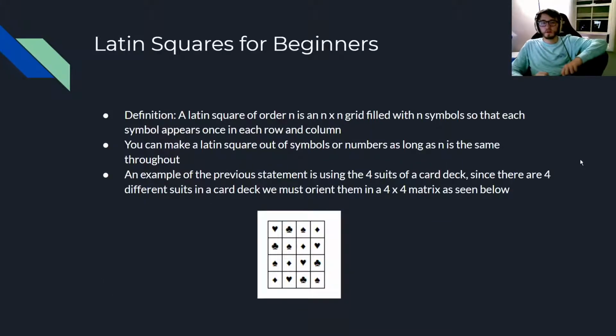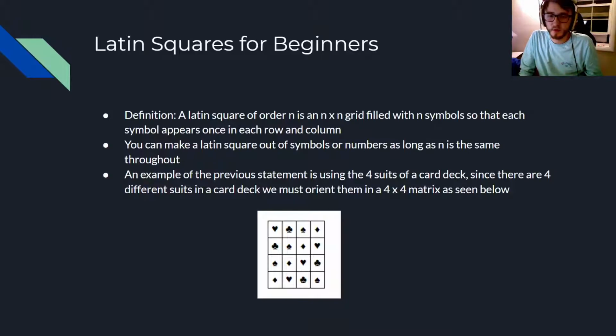So, Latin squares for beginners. The basic definition of a Latin square of order n is an n by n grid filled with n symbols so that each symbol appears once in each row and column. This is pretty important for later. So you can make a Latin square out of symbols or numbers as long as n is the same throughout.